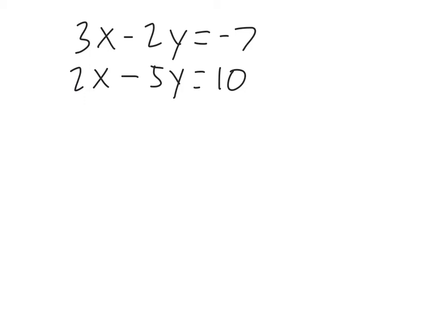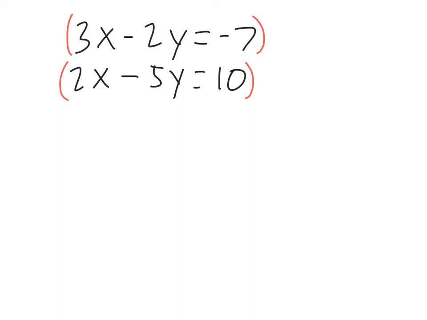For the y's, the number in front has to be exactly the same, and the signs have to be different. So we need one positive and one negative. In this case, we want to multiply both equations. We take the entire equations and multiply both of them, but we're going to multiply them by different things.